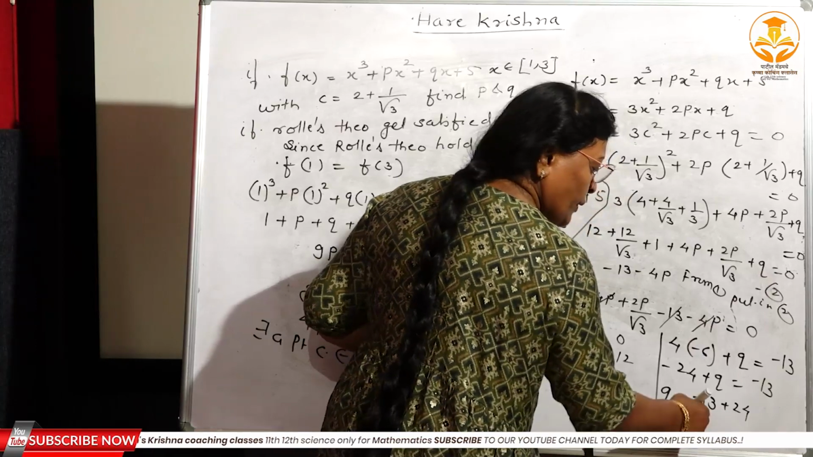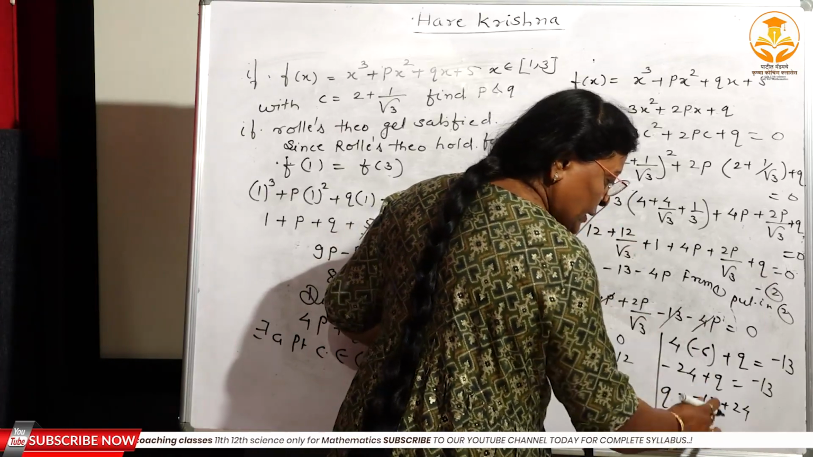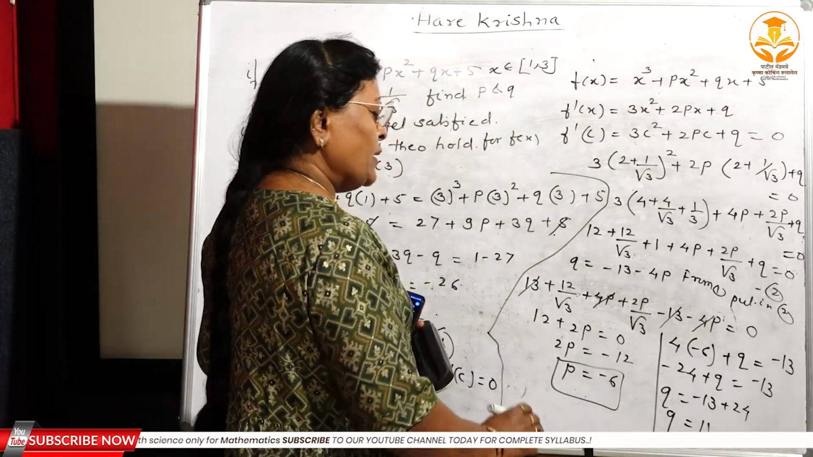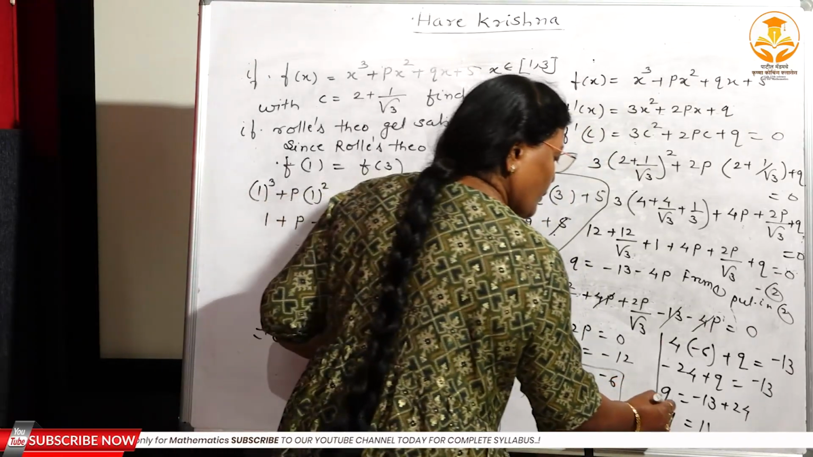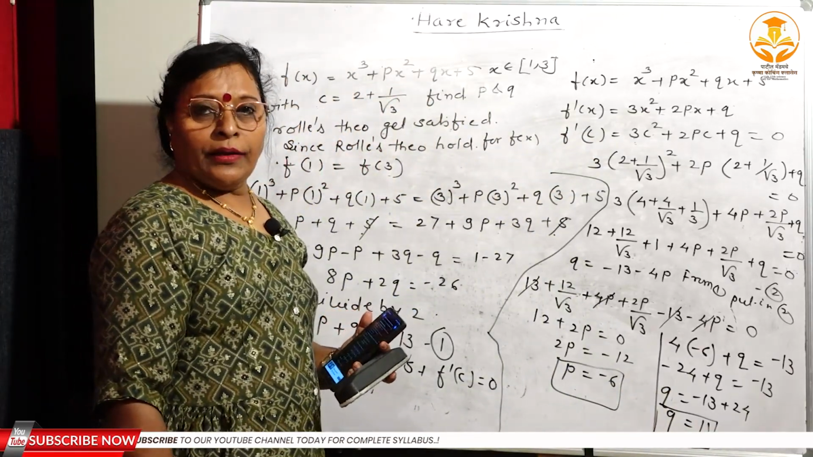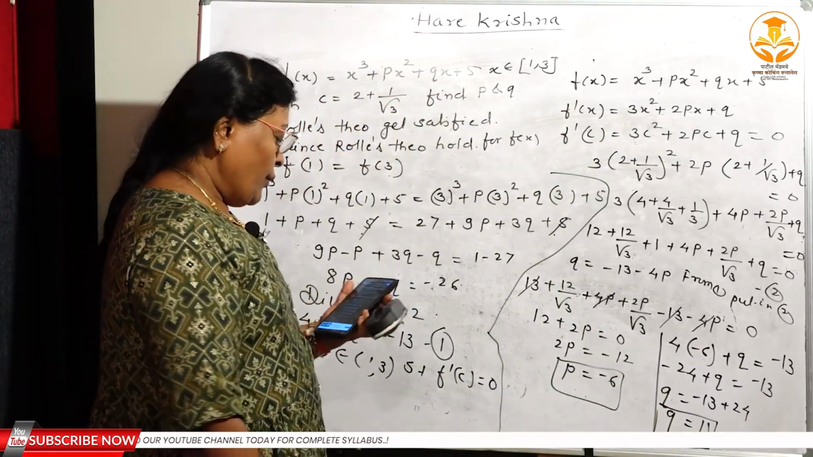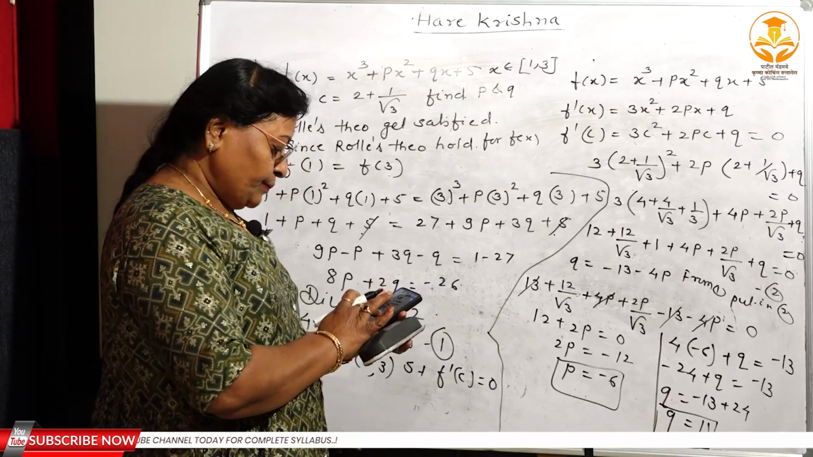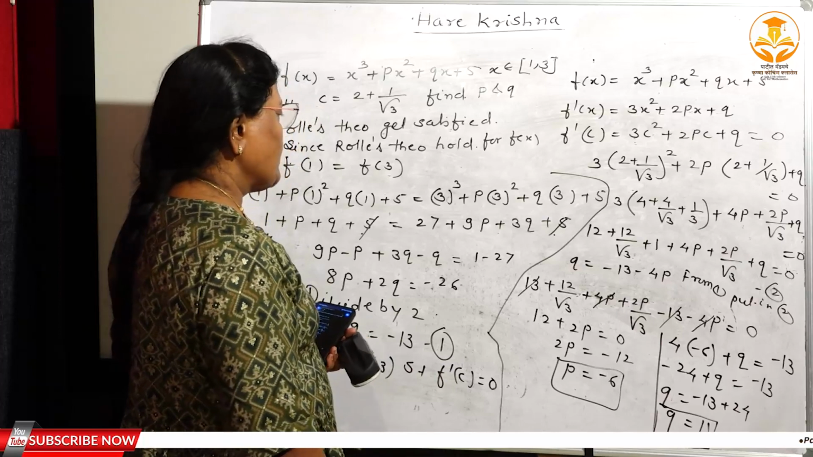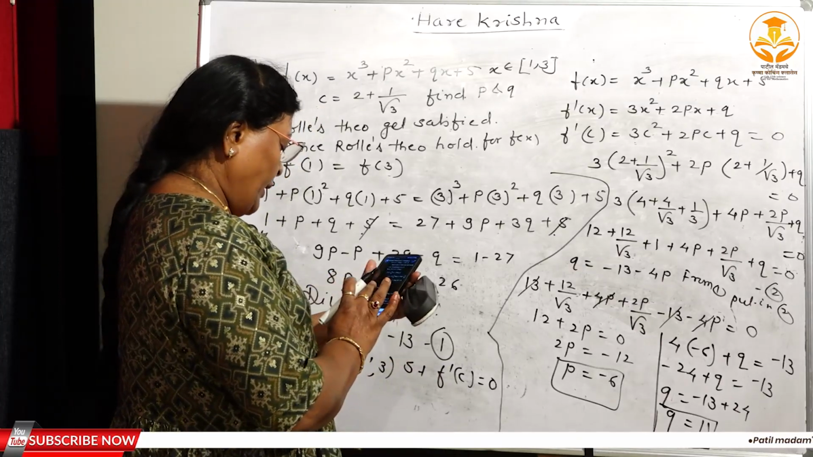Therefore, q is equal to, this is 13 minus 24... that is 11, isn't it? Therefore q is equal to 11 and p is equal to minus 6, right? So here you have got the values, that is, q is equal to 11 and p is equal to minus 6. This is a very, very important example.